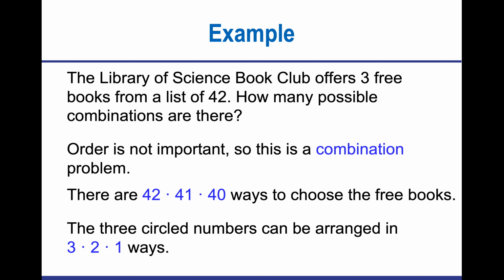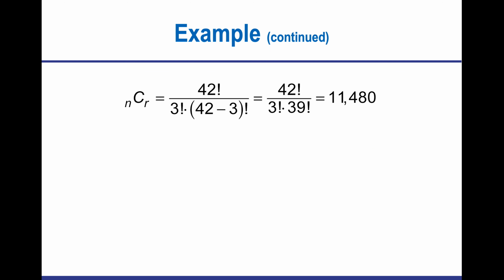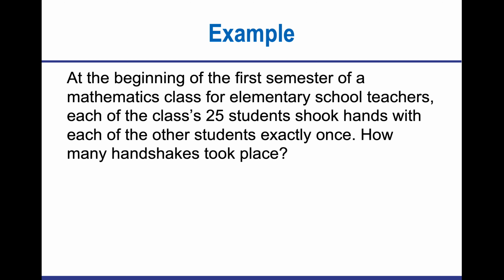You're going to hit NCR. You're picking 3, that's your R. So you have 42, NCR, 3. It bypasses that whole formula for you and gets you to the final answer.